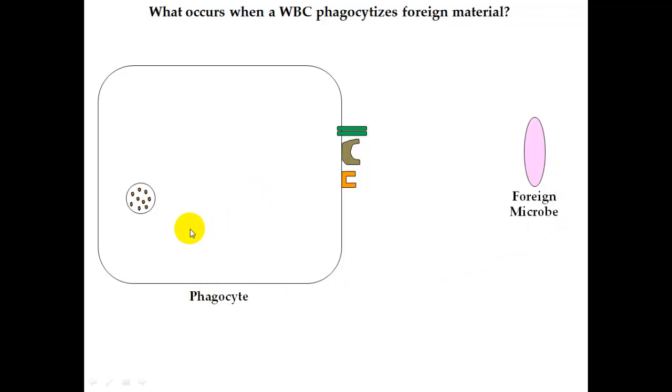One of the important things is this organelle that you find inside of phagocytes and other cells as well, called a lysosome. The reason why it's called a lysosome is because it contains enzymes that can lyse things, that can break things apart. And that's what these orange things represent. Those are the hydrolytic enzymes that can break stuff apart.